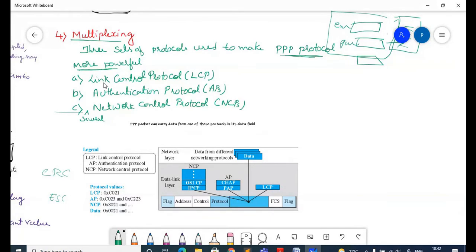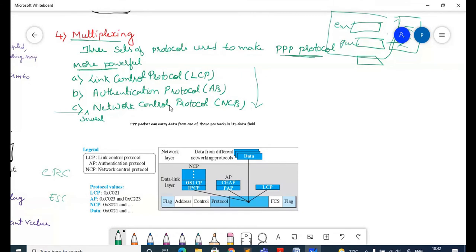The first one is link control protocol, the second one is authentication protocol, the third one is network control protocol. We need to discuss all these three protocols. So explain how multiplexing is done using different protocols in point-to-point protocol. If they ask, you have to explain these three protocols.